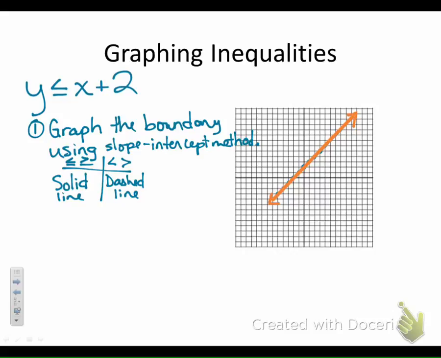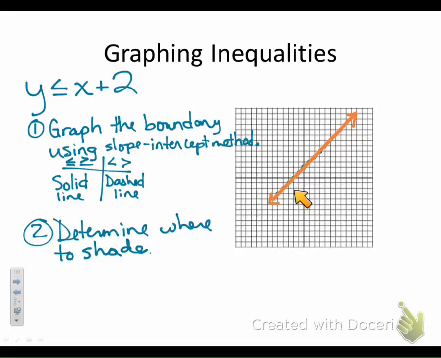There's my boundary. The second step is to determine where to shade. We have to pick a point somewhere on this grid, not on the boundary, to test. If I get a true statement, that's where I'm going to shade, because that satisfies this inequality. If I get a false statement, that means I'm on the wrong side, and I need to shade the other side. You pick a point not on that line and see if it satisfies this inequality.